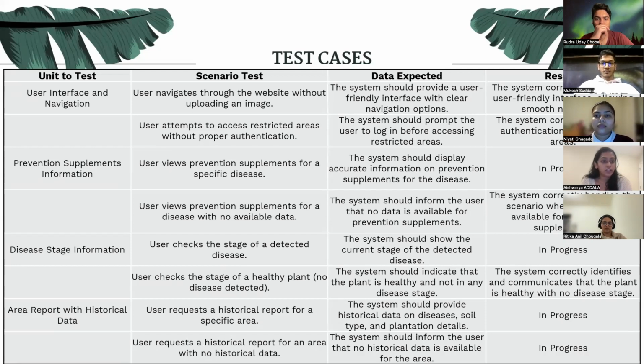Another unit to be tested is prevention supplements information. Here the scenario is when the user views prevention supplements for a specific disease, the system should display accurate information on prevention supplements for the particular disease on the plant leaf. These features are still in progress. Next slide, please.